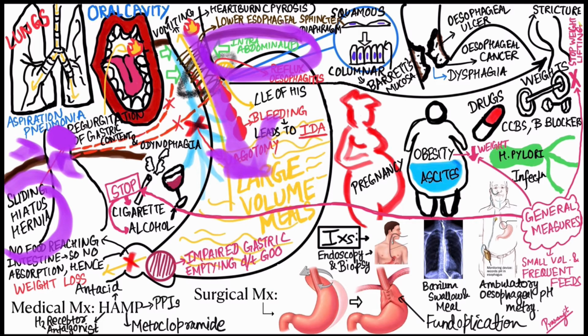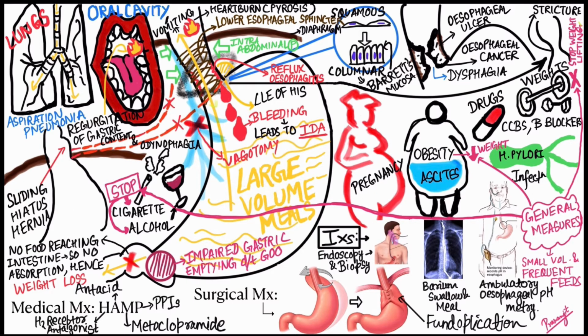Now, coming to the other etiological factors, we have pregnancy, obesity, ascites and weightlifting. All these factors act by the same mechanism only, that is, these factors lead to an increase in the intra-abdominal pressure. As a result, there will be increased pressure on the stomach. As a result, this leads to the reflux of the content of the stomach into the esophagus.